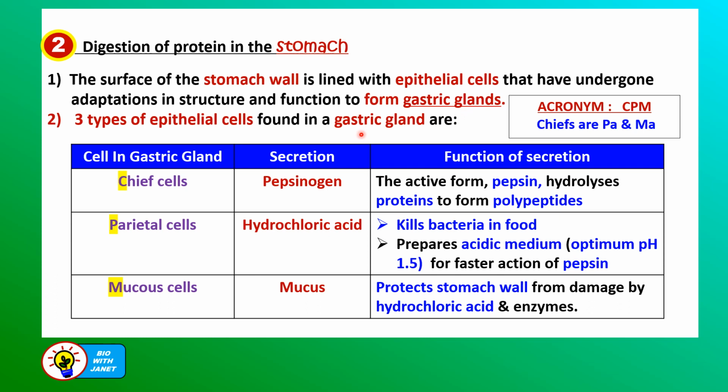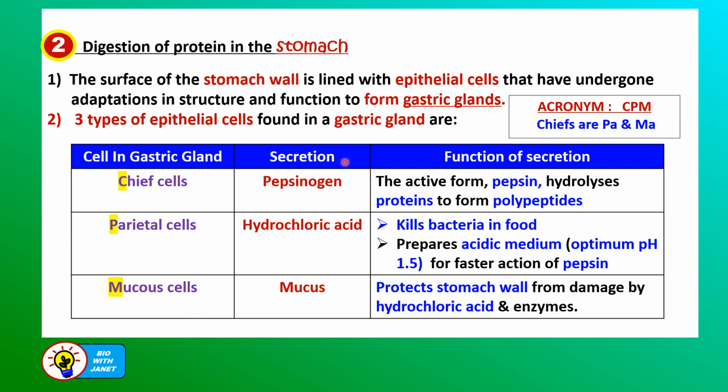Now, there are 3 types of cells found in a gastric gland. Remember, chief cells, parietal cells, and mucous cells. So you can form an acronym. The chiefs are PA, Pa, Papa, and M, so Mama. The chiefs in the family are the father and the mother, right? So the chiefs are Papa, Papa stands for parietal cells and Mama, mucous cells.